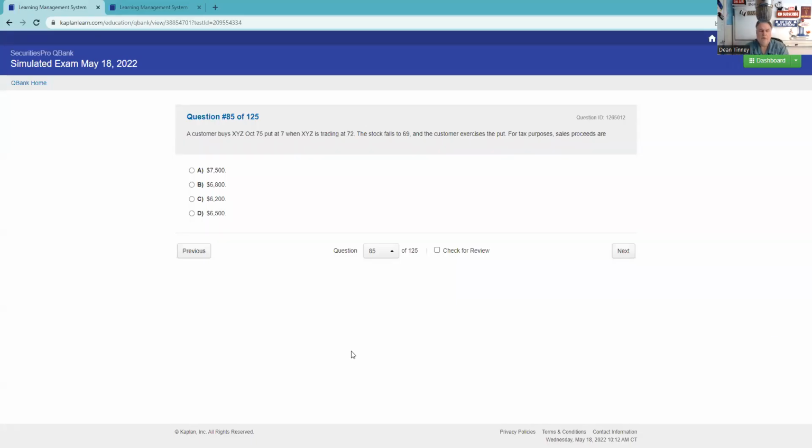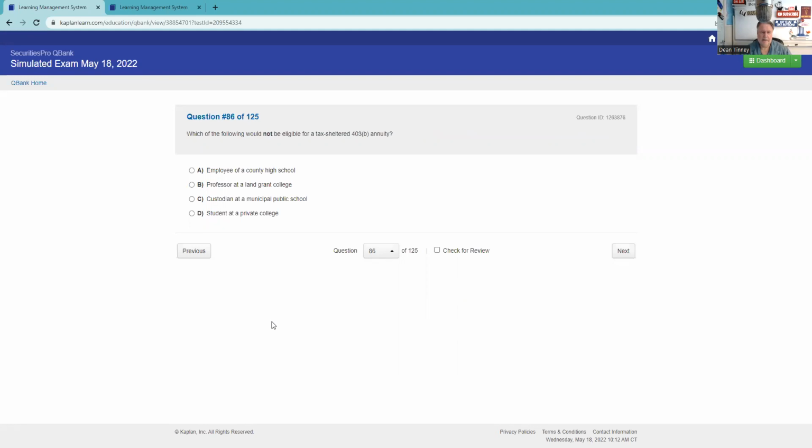So again, for the most part, cost basis on tax purpose questions follow break even. 75 minus 7 is 68. So when I get exercised, the sales proceeds are going to be $6,800, right? I paid $700 for the contract. I got paid $7,500 for selling the stock at 75. I exercised the put, so $6,800. For the most part, tax questions on options follow break even, so $6,800.